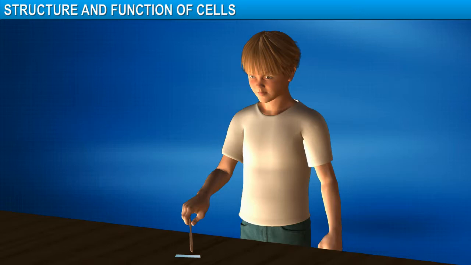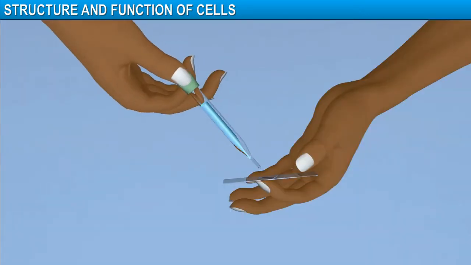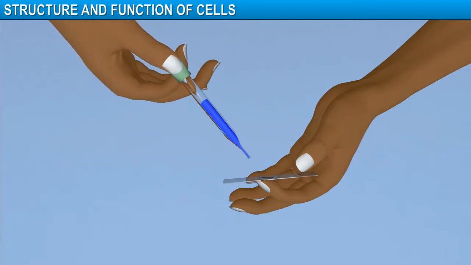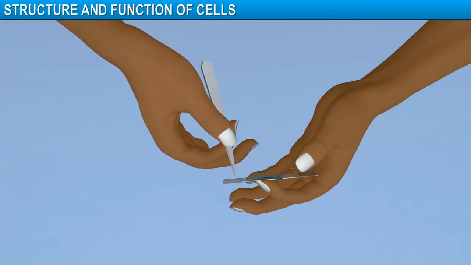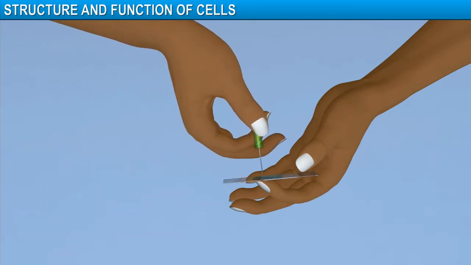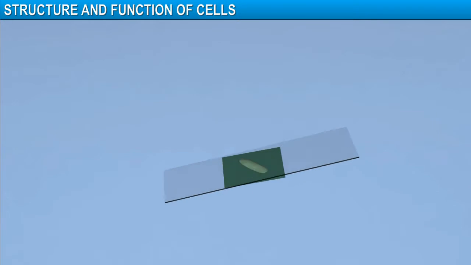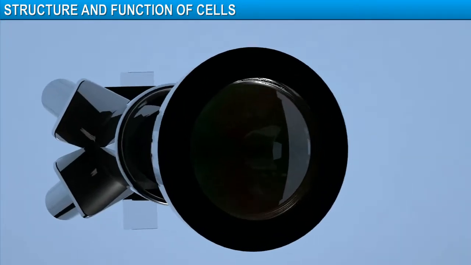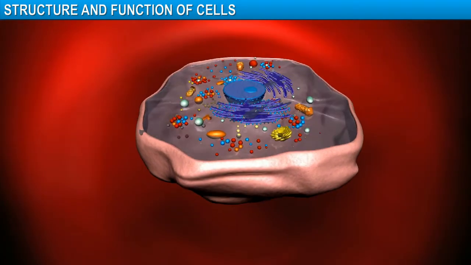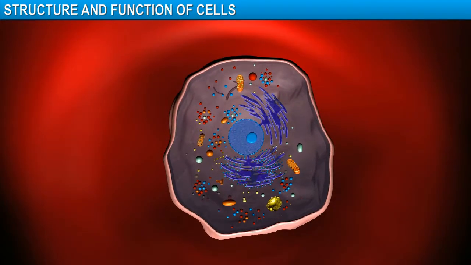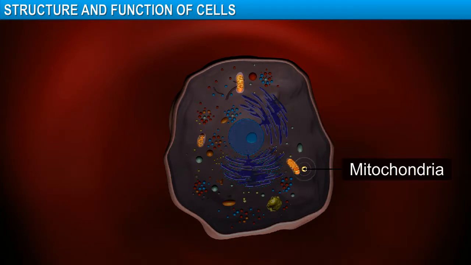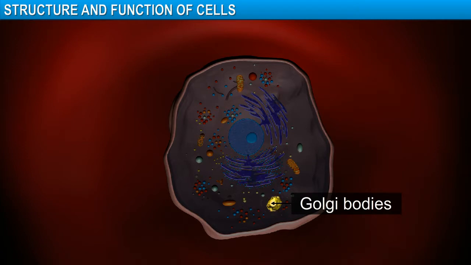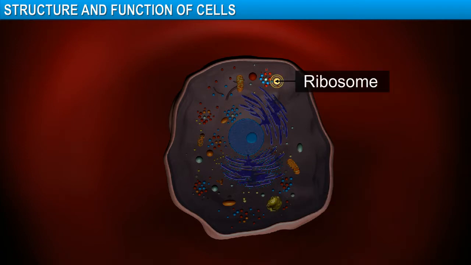Let's place the scraping on a slide and add a drop of water to it. Now, add a drop of methylene blue and place a cover slip over it. Make sure no air bubbles form during this process. Now place it on the stage and observe it through the microscope. We can observe many organelles, such as the nucleus, mitochondria, cell membrane, Golgi bodies, and ribosome.